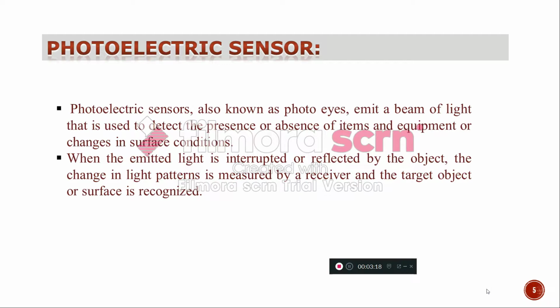The sensor used is a photoelectric sensor. Photoelectric sensors, also known as photo eyes, emit a beam of light that is used to detect the presence or absence of items and equipment or changes in surface conditions. When the emitted light is interrupted or reflected by the object, the change in light pattern is measured by a receiver and the target object or surface is recognized.